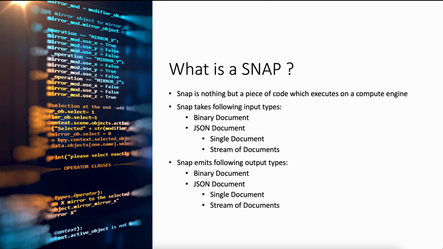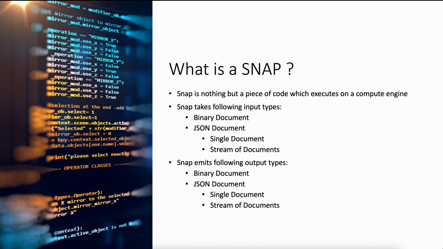For both input and output, it has only two types. One is a binary document, and the other is a JSON object. A binary document, you can imagine as a file, something you are reading. And a JSON object could be a single JSON object or an array of JSON objects. That's the same both for input and output. That's about snaps.